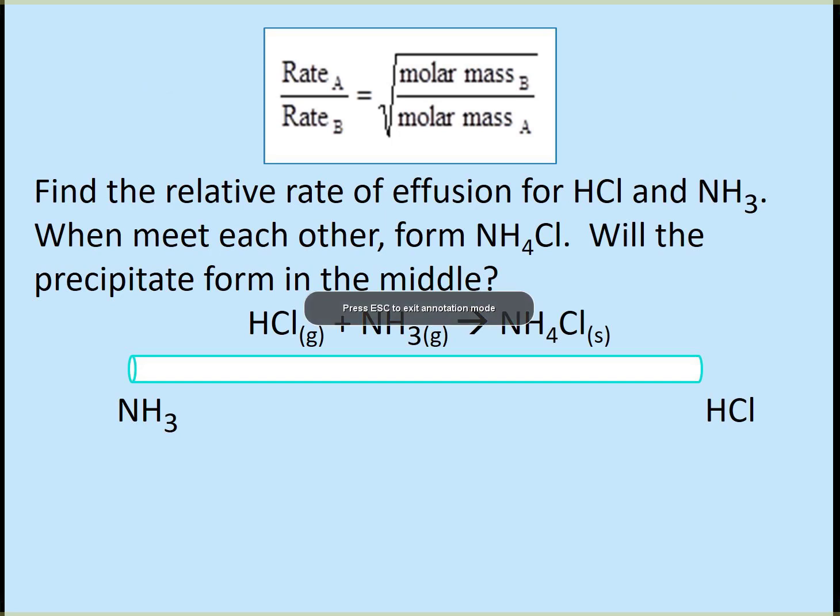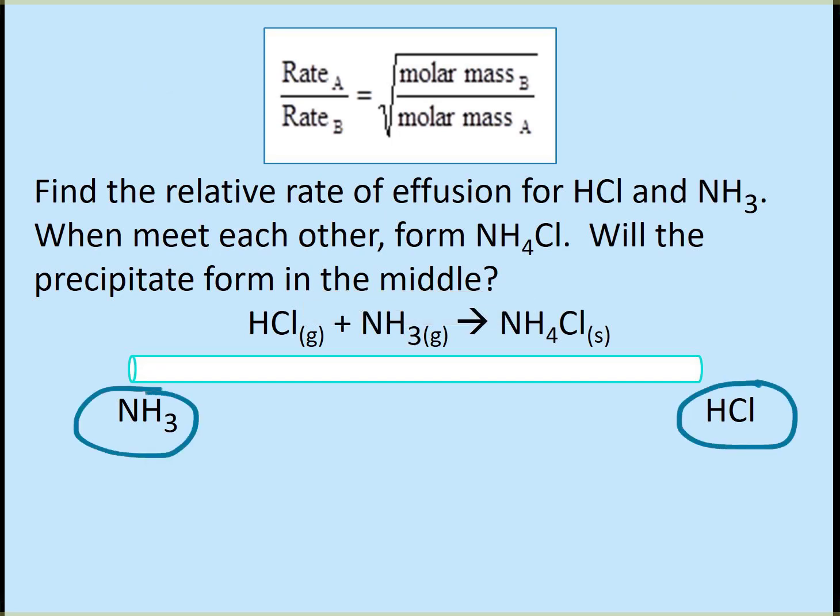So we have ammonia gas on this end, and we have hydrogen chloride gas on this end. When both of these gases mix, they actually make a solid, ammonium chloride. And here's the question, is the solid going to be formed right in the middle? Will it be formed closer to the ammonia, or will it form closer to the hydrochloric acid? Go ahead and stop the tape and see if you can figure it out.